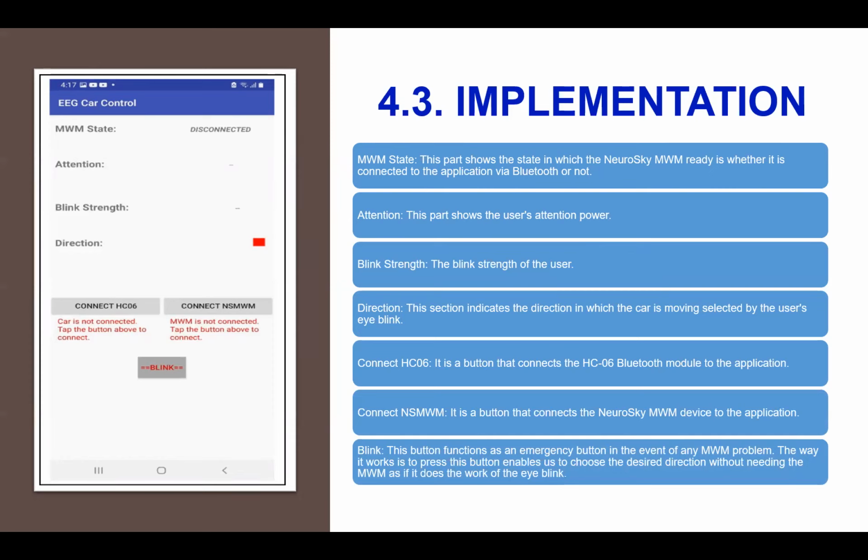Last one, iBlink. This button functions as an emergency button in the event of any MWM problem. The way it works is that pressing this button enables us to choose the desired direction without needing the MWM, as if the iBlink does not work.